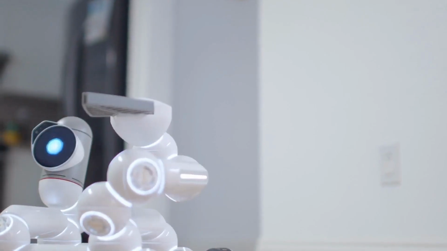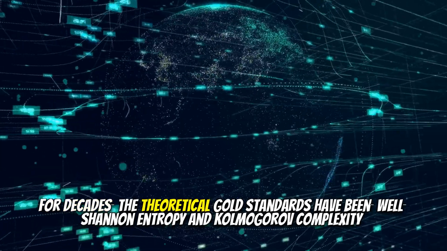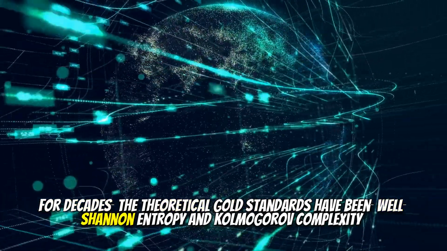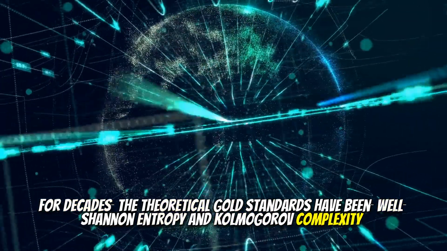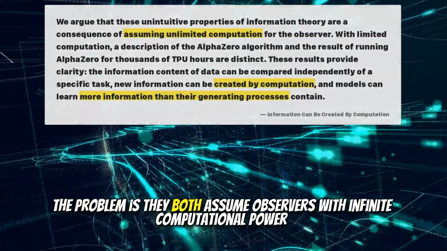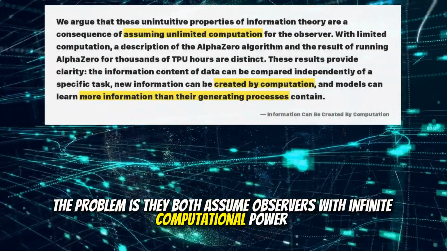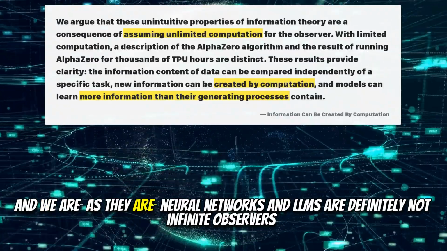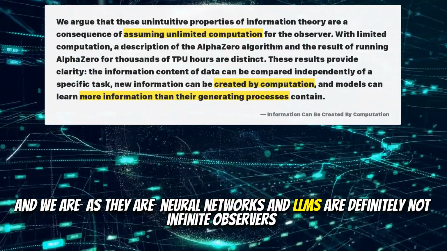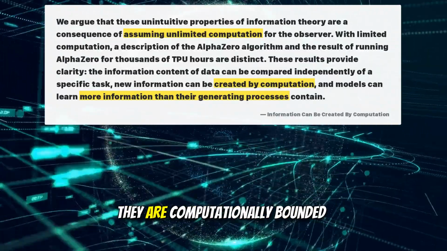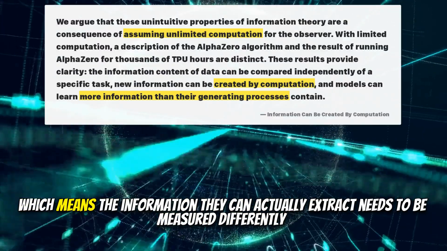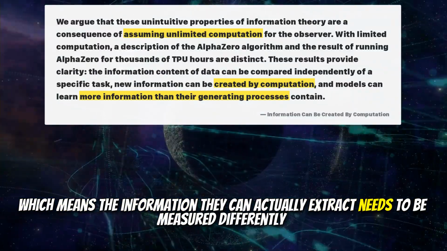data. Exactly. For decades, the theoretical gold standards have been, well, Shannon entropy and Kolmogorov complexity. The problem is they both assume observers with infinite computational power. And we, or I should say, our neural networks and LLMs, are definitely not infinite observers. They are computationally bounded. Which means the information they can actually extract needs to be measured differently.